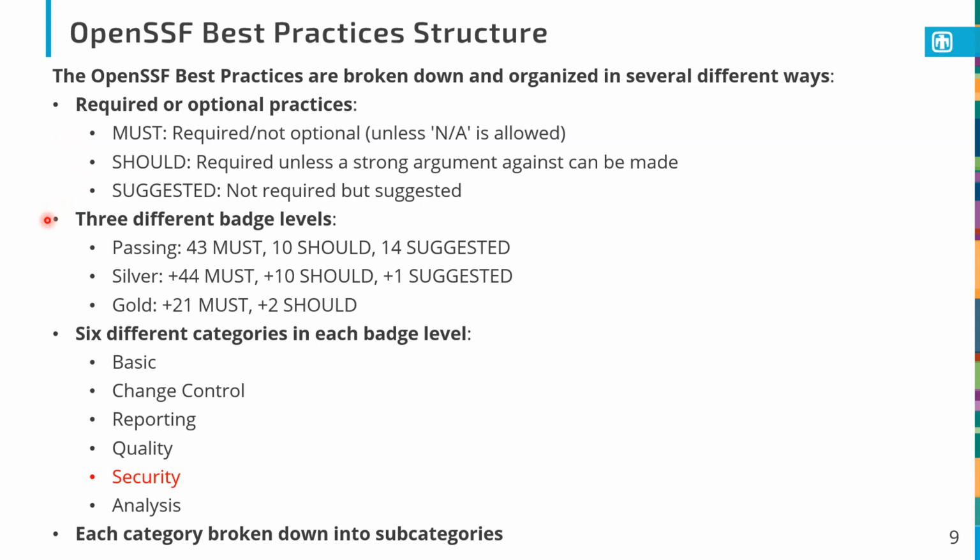Now, the practices are broken down into three different badge levels. There's a passing level, there's a silver level, and a gold level. Each level adds additional practices that are required or suggested. And within those three badge levels, the practices are broken down into six different categories, of which security is only one. Then each category is broken down into one or more subcategories.